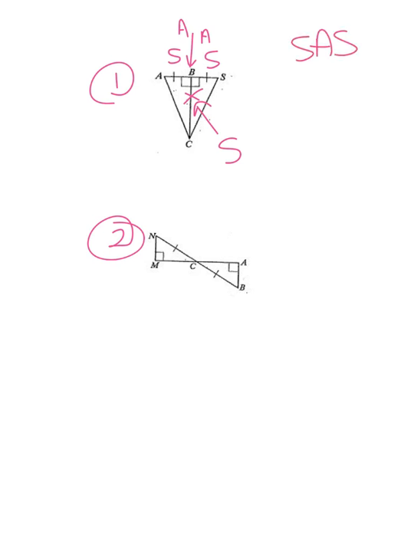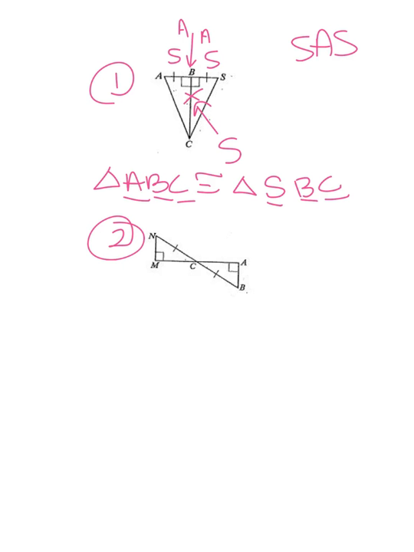So let's write a congruency statement. When writing a congruency statement, it's a good idea just to write the first triangle in any order you want and then just match up the corresponding parts. So I have triangle ABC, and that matches up with triangle SBC. Angle A matches up with angle S. In this case, angle B matches up with angle B, and angle C also matches up with angle C. So there's my congruency statement.